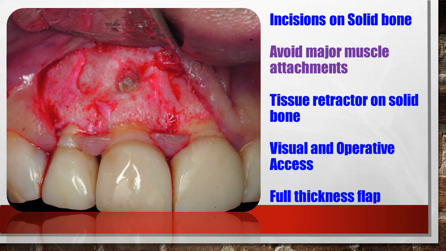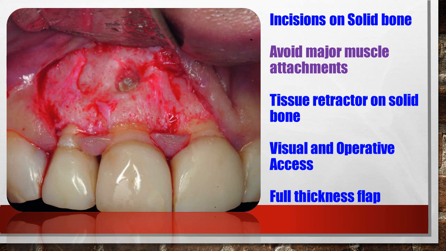Your tissue retractor, when you are using it to retract the soft tissues, has to rest on solid bone, otherwise it is going to damage your soft tissues if it is resting only on the soft tissue. It might lead to necrosis of the soft tissue, because of which your blood supply is going to be hampered. Then of course you have to have good visual and operative access, and you have to give a full thickness flap. If you give a partial thickness flap, you are not going to have a sufficient amount of healing.